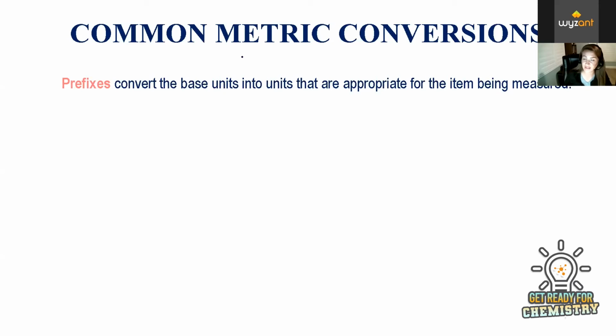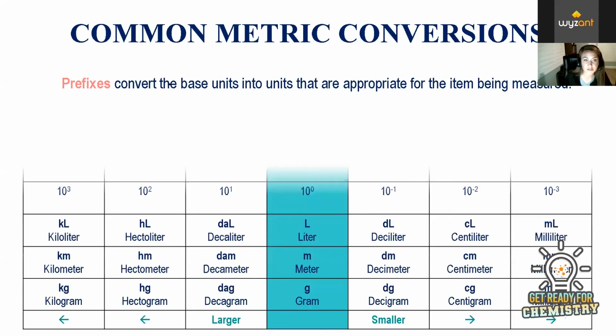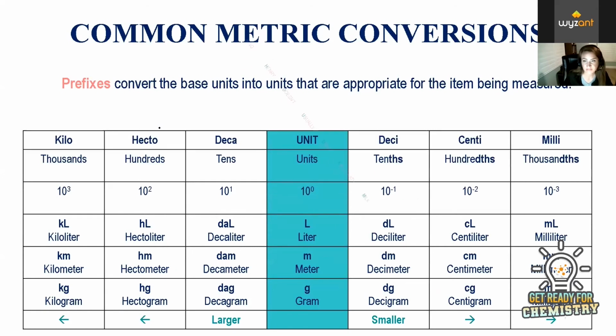So much like scientific notation, the metric system uses prefixes to convert the base units into units that are more appropriate for the item being measured. So what does this mean? I know this looks really intimidating. It's not. We use different units to report different measurements.